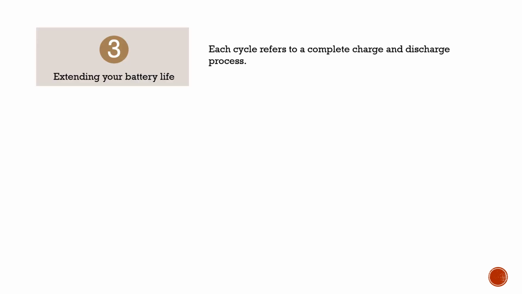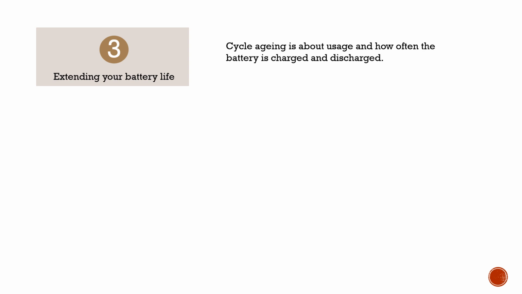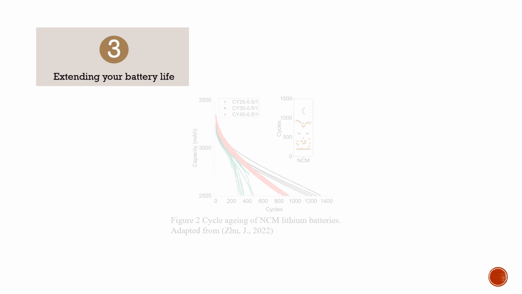Cycle aging is another category of battery degradation. You might be wondering, first, what exactly is a cycle? A cycle refers to a complete charge and discharge process. For example, using your phone from a full charge until it's completely drained, and then charging it back to 100%. This is one cycle. So cycle aging is about usage and how often the battery is charged and discharged.